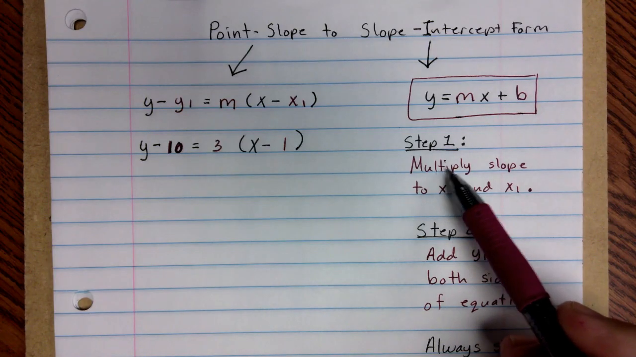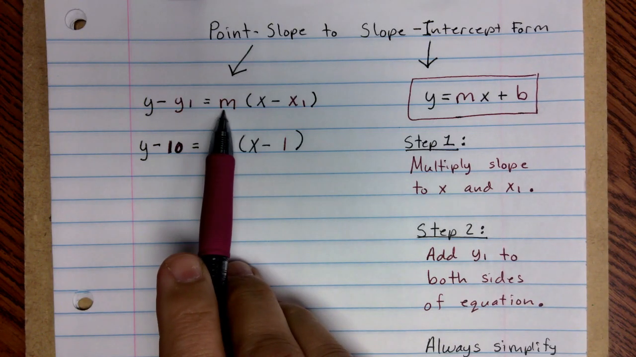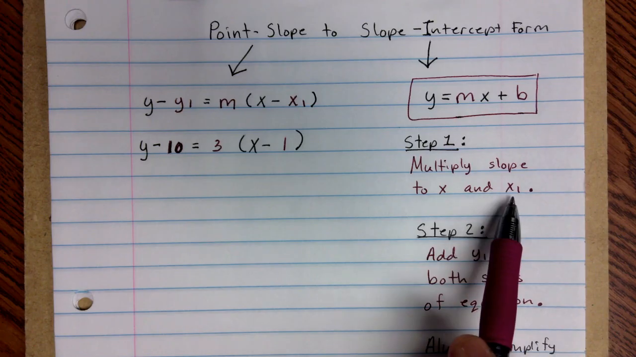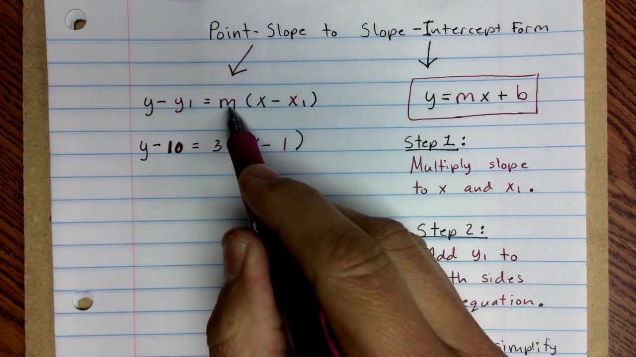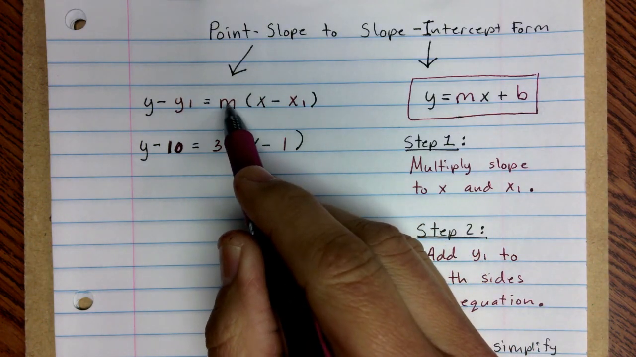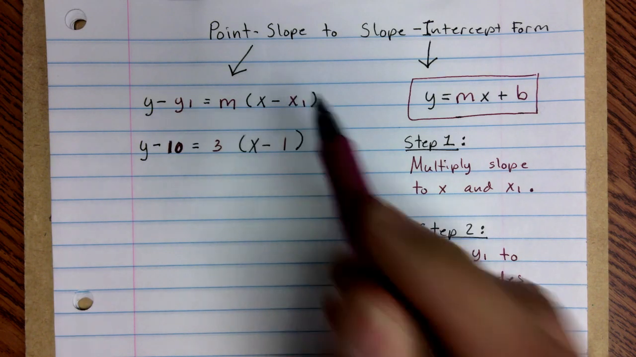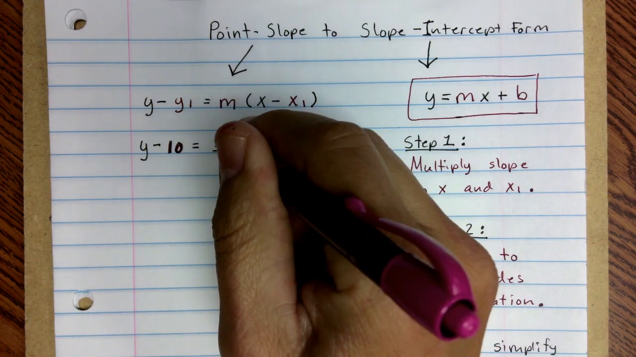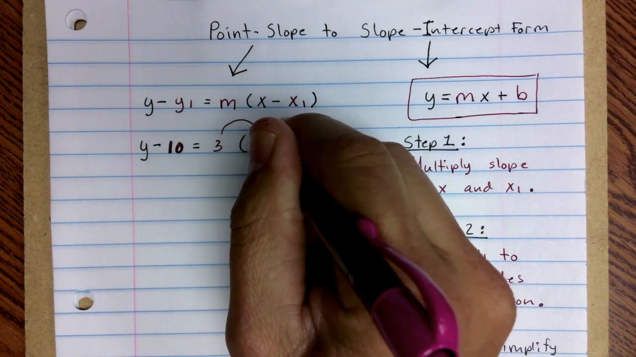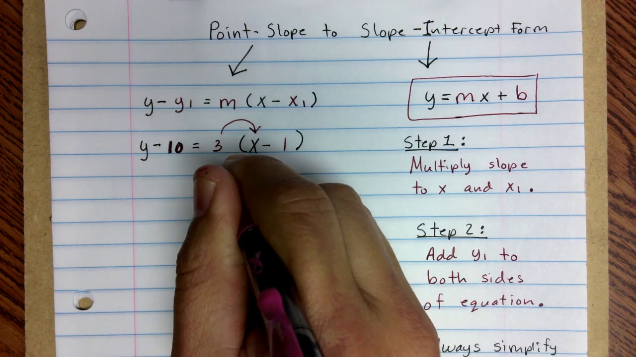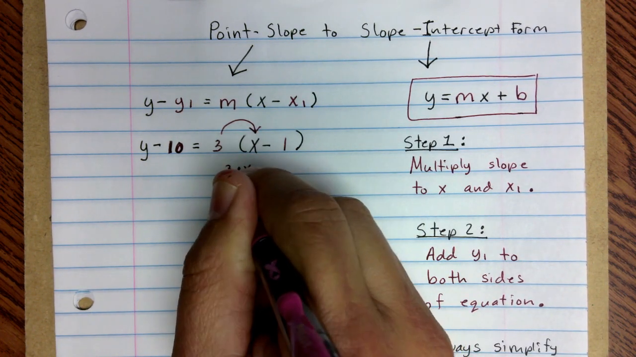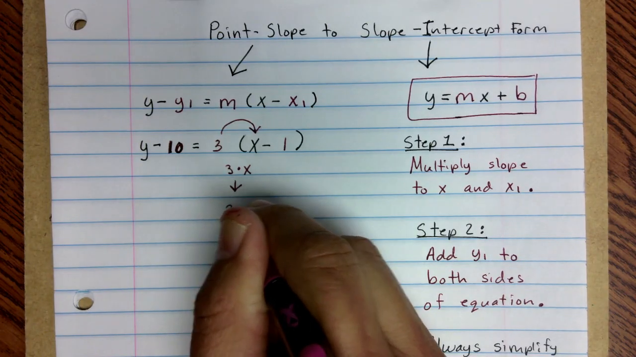The first step is we're going to multiply the slope, which is our m value, to our x and our x1. In other words, this m is going to be multiplied to x, and this m value is going to be multiplied to our x1 value. So if I were to show that with my pen, I'm going to take 3 and multiply it to x. So I end up with 3 times x, which simply gives me 3x.